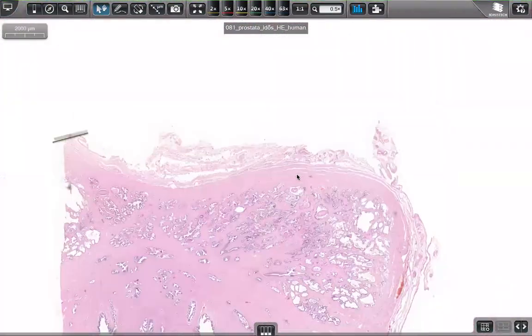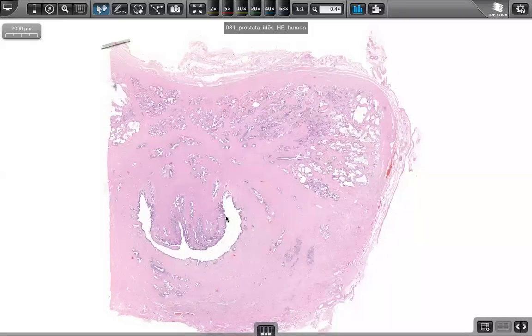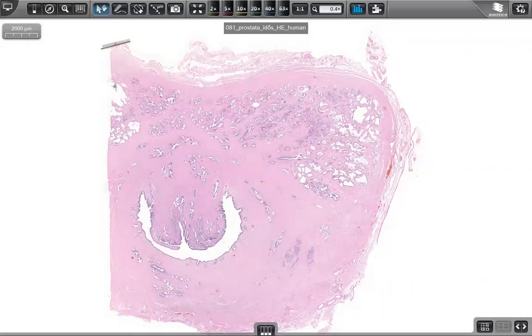And when we are just looking at the small magnification of the prostate, we can see a big lumen. That's the prostatic urethra. That's the lumen of the prostatic urethra. And in the lumen, there is a projection called seminal colliculus. This is the seminal colliculus. It's just a projection. This seminal colliculus represents two openings for the ejaculatory ducts.